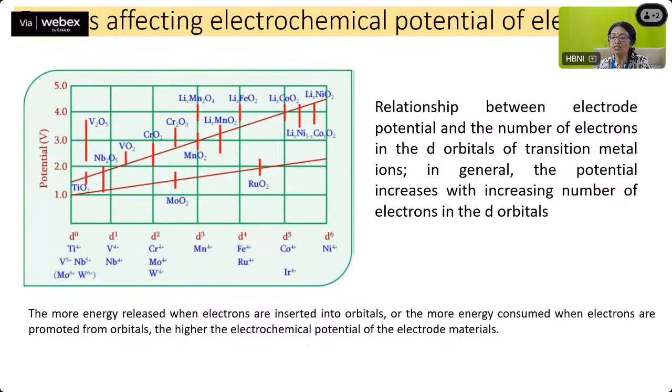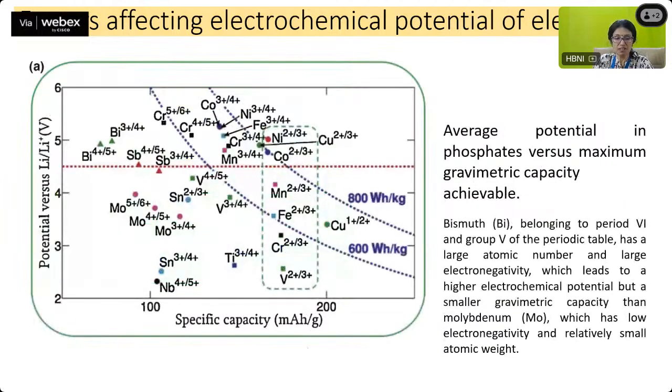So generally what is seen is that the potential increases with the increasing number of electrons in the d orbitals. Okay. So the more energy released when electrons are inserted into orbitals, or the more energy consumed when electrons are promoted from orbitals, the higher the electrochemical potential of the electrode materials is going to be.